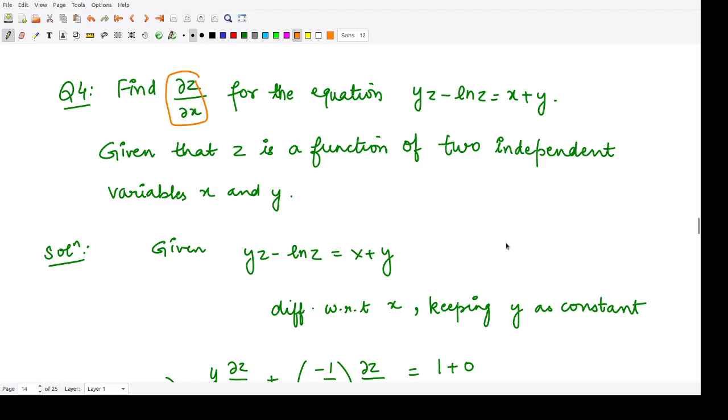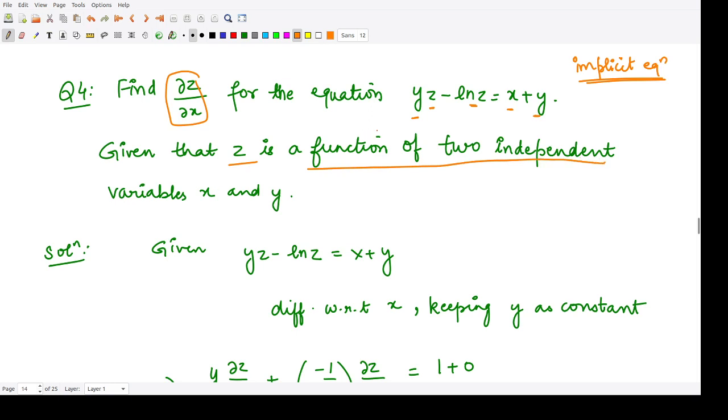So here in this example we have some implicit equation. Implicit equation means the variables are mixed up so badly that you cannot separate them. So y, z, log z, x and y. So this is an implicit equation, and you cannot write z in terms of x and y very easily. So it is given that z is a function of two independent variables.